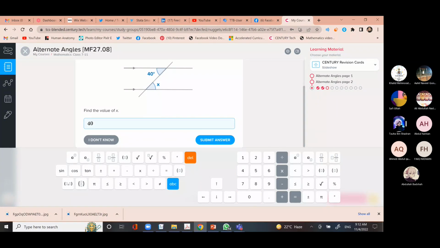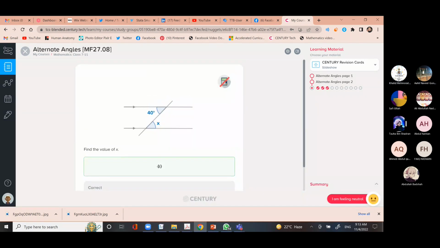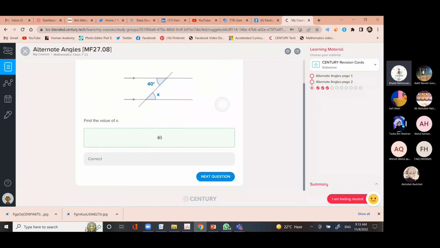Sir, it's alternate angle, and alternate angles are always equal. So that's why it is 40. Okay, let's check it. It is 40, sir. Let's check it out. Correct. Yes, sir. Our answer is correct. Wow, we got it now.